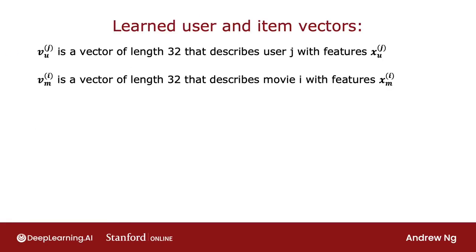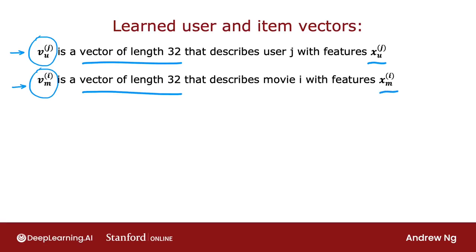Let's take a look. So VUJ is a vector of length 32 that describes a user J that had features XUJ. And similarly, VIM is a vector of length 32 that describes a movie with these features over here. So given a specific movie, what if you want to find other movies similar to it? Well, this vector VIM describes the movie I.